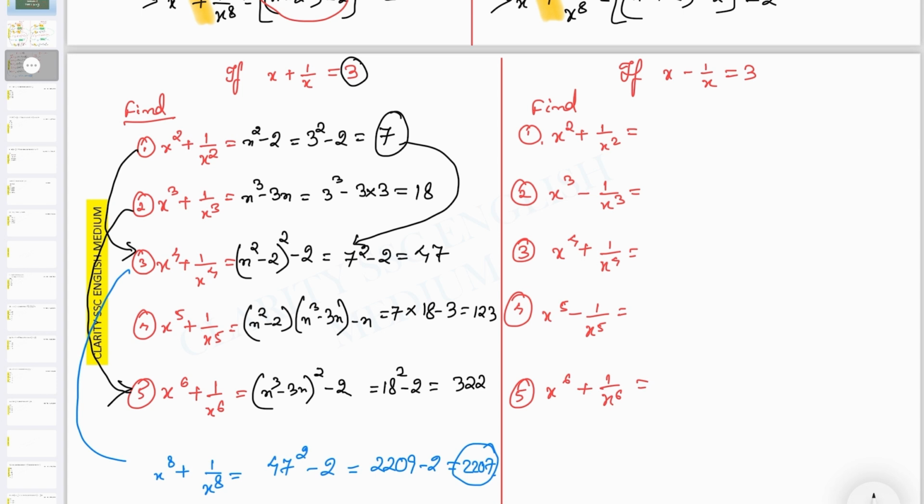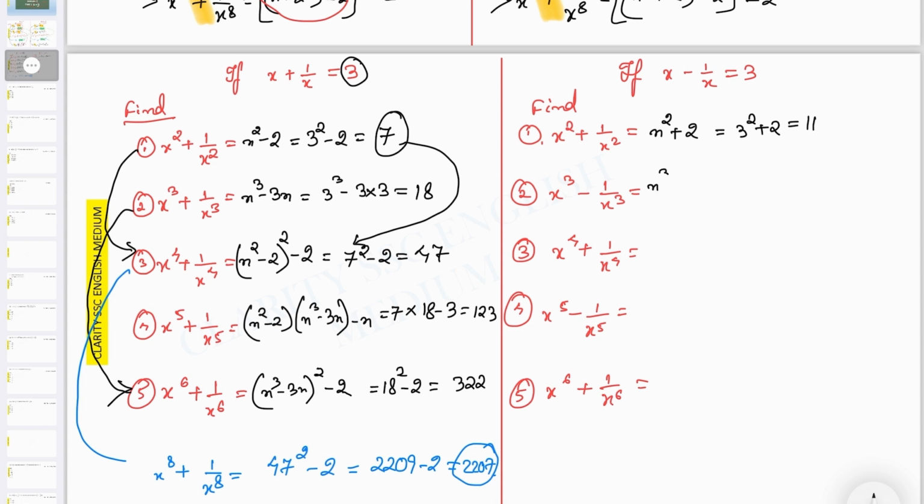I can give you guys homework, but first I will give you some examples, and let's try to move on. Here, x squared plus 1 by x squared is nothing but n squared plus 2. The formula is n squared plus 2. That means 3 squared plus 2, obviously 11.